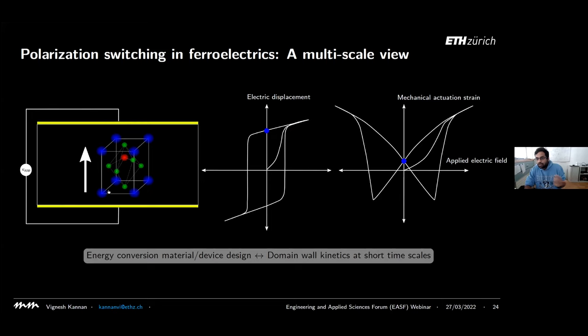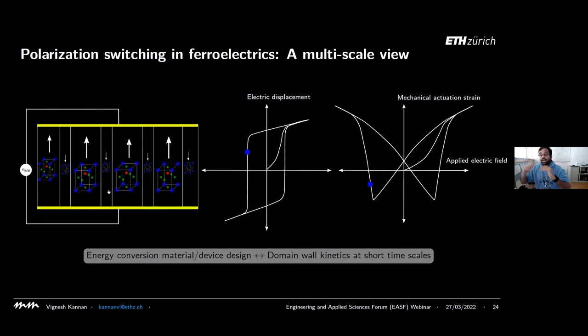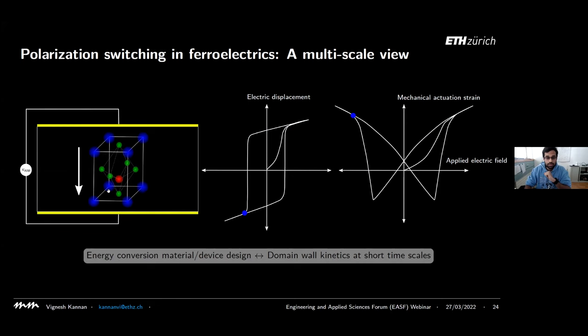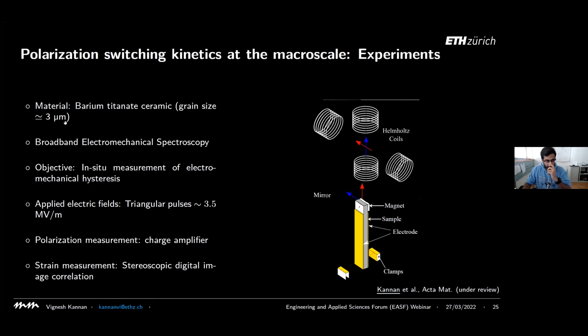So let's go back to a question of what happens when you go to high rates. So what we did in our lab here at ETH was we went ahead and did macroscopic experiments on barium titanate ceramic samples. So these are polycrystals. What we do is we take a barium titanate ceramic with grain sizes of roughly 3 micrometers. And we use an experiment called broadband electromechanical spectroscopy.